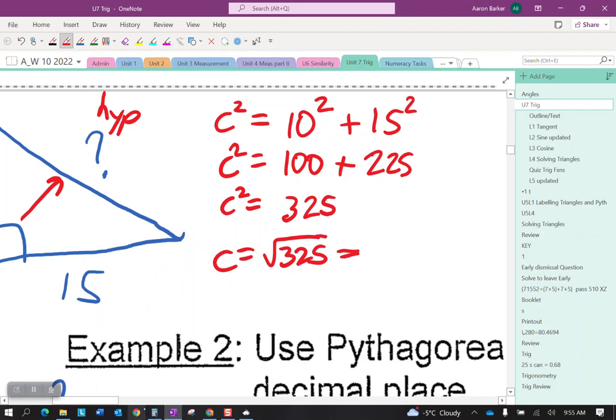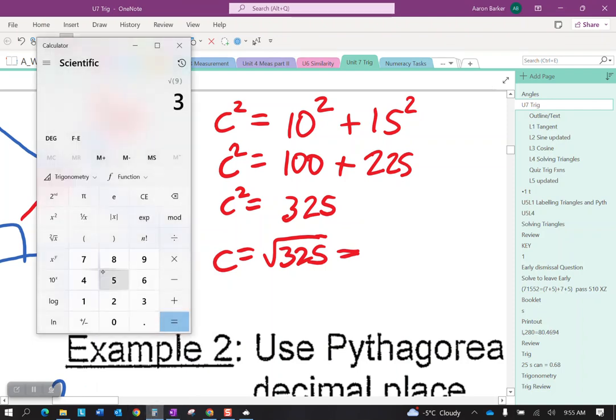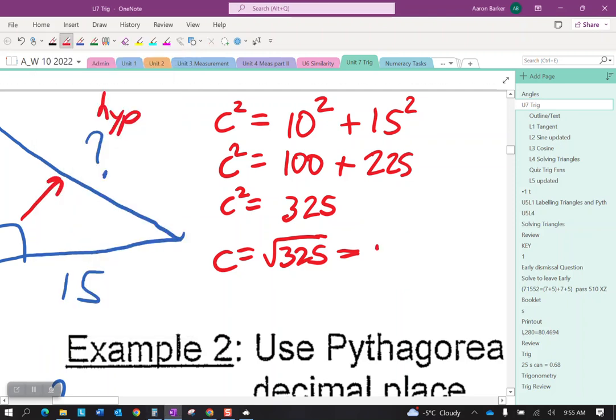So on my old calculator, I have to go 325 first. Then I press the button. 18.02. There you go. Don't worry about the rounding. I won't be marking that. Any questions on this one?